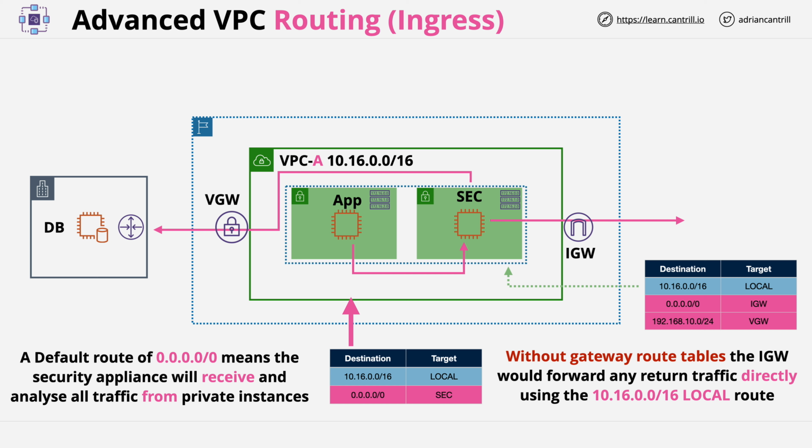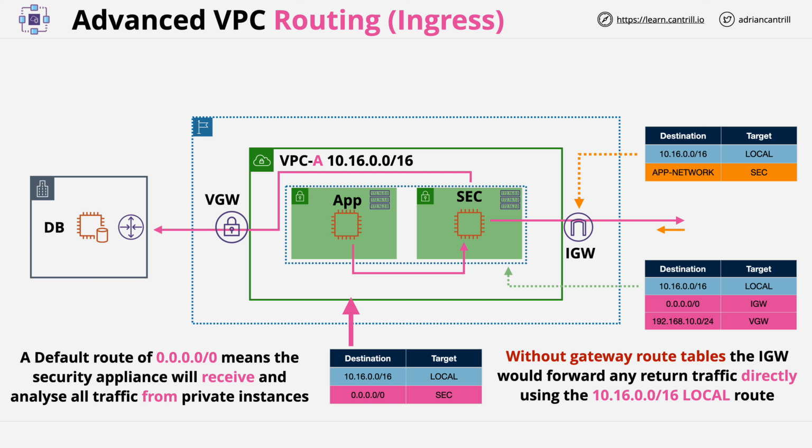Ingress routing, so using gateway route tables, allows us to assign a route table to gateway objects like virtual private gateways or internet gateways. In this example, a route on the internet gateway would allow us to control ingress routing as it arrived at the internet gateway. So we could configure the internet gateway so no matter what the destination of IP traffic was, to forward that traffic through to the security appliance where it would be inspected and then forwarded through to its intended destination.